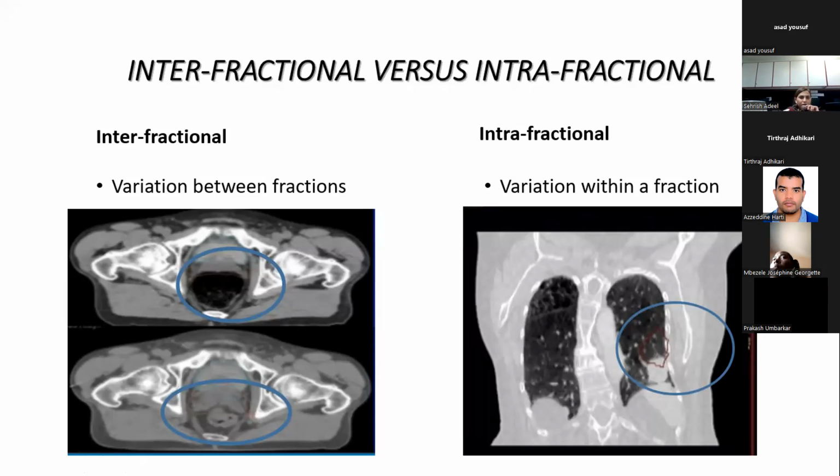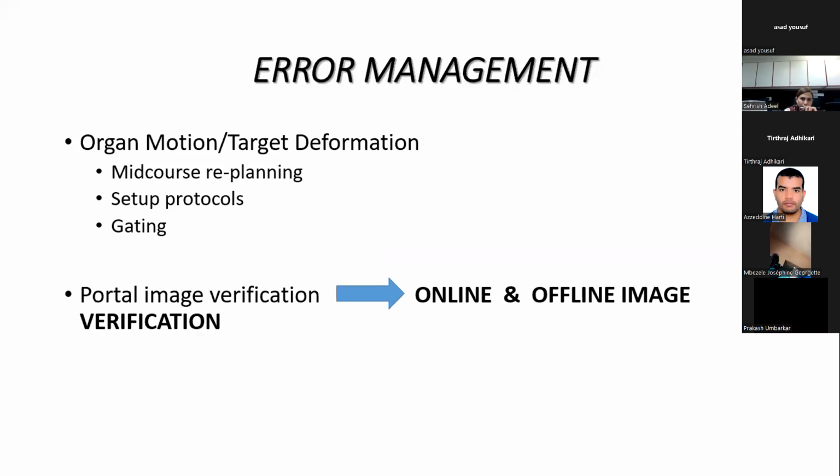And the interfractional variability, here you can see in this example, this is the position of the rectum in one treatment fraction, and this is the position of the rectum in another treatment fraction. So the dilated rectum is actually pushing the target area anteriorly.